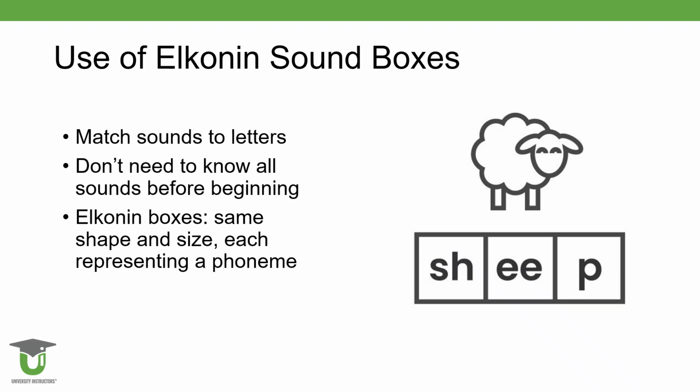Elkonin boxes, otherwise known as sound boxes, help students build phonemic awareness. Elkonin boxes are a simple set of boxes that are the same shape and size, whereby each box represents a separate phoneme. As you watch the following video clip, identify the strategies used by the teacher to help her students match the sounds of words to their letters.